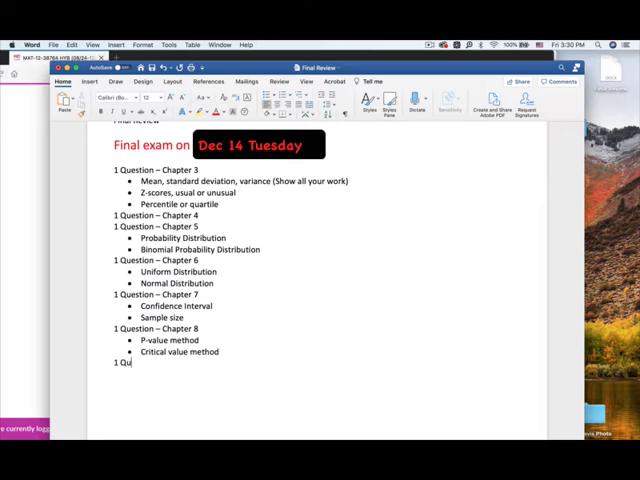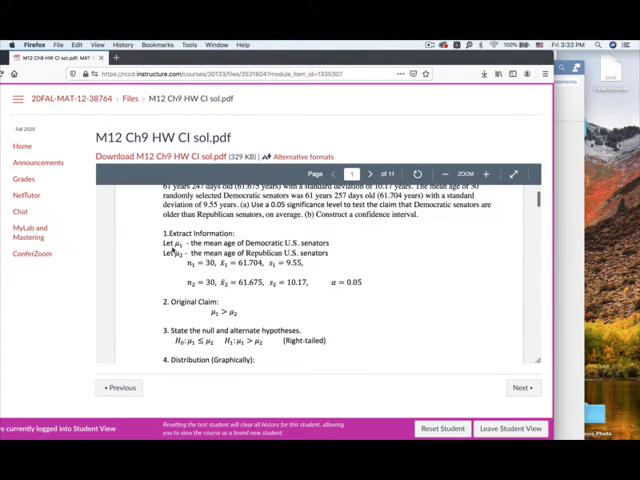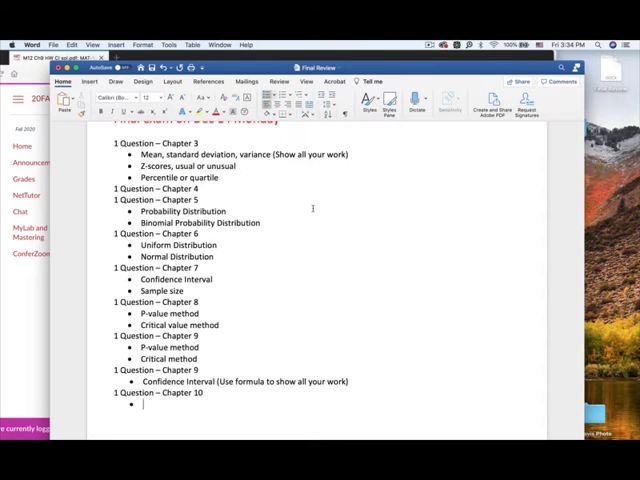Okay, one question from chapter 9. You need to know how to do the hypothesis testing again using the p-value method or critical value method. For chapter 9, make sure to state which one is going to be your population 1, which one is going to be your population 2. And for chapter 10, you need to know how to do the hypothesis testing for the linear correlation coefficient.